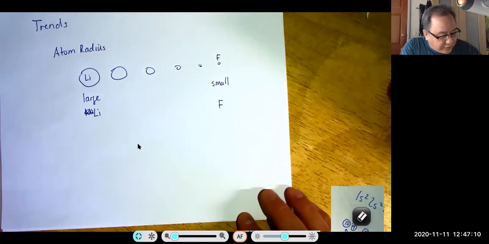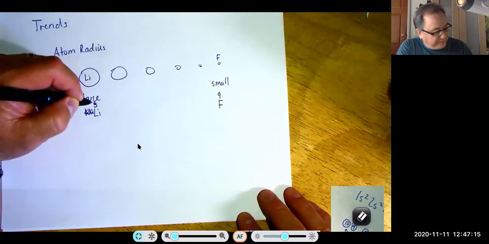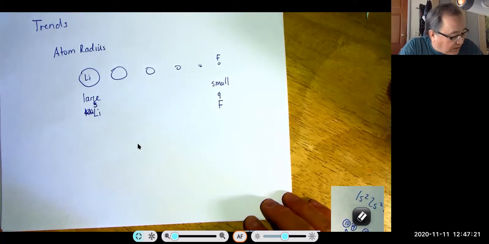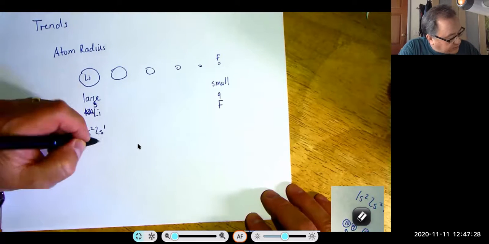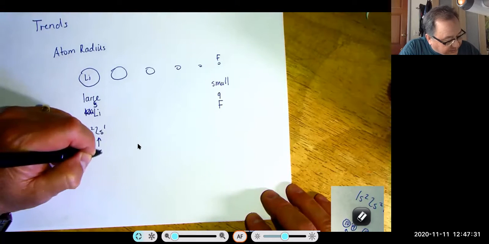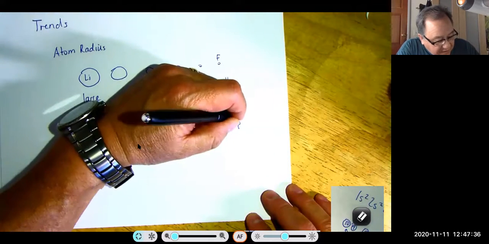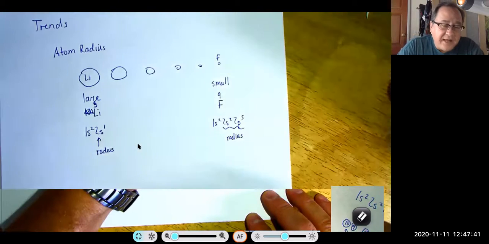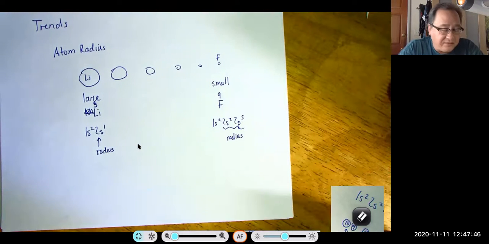lithium is large and fluorine is small. And that's really interesting because fluorine has 9 protons and lithium only has 3. How is it something with 9 protons and 9 electrons is smaller than lithium? And the answer is really simple. This guy's 1s2, 2s1. This is 1s2, 2s2, 2p5. What I'm trying to say is they both have electrons in the second shell, so that's going to really define how big they are. Okay?